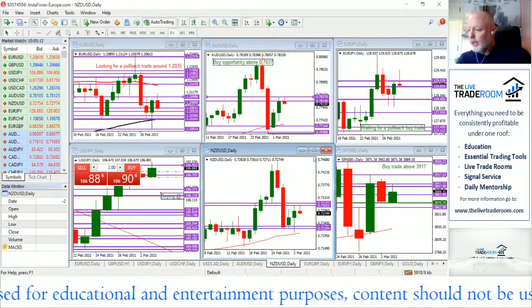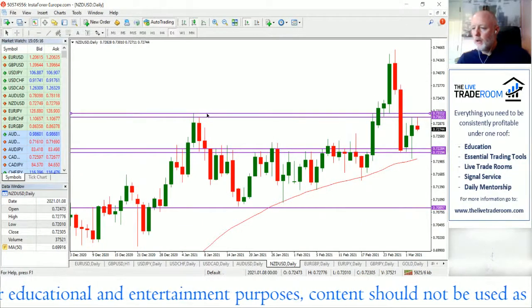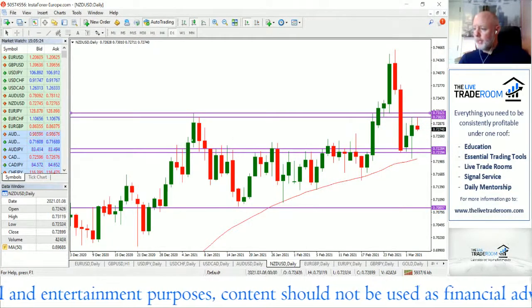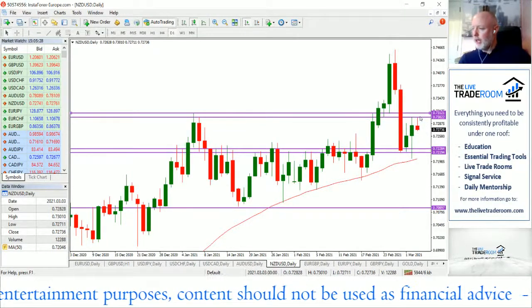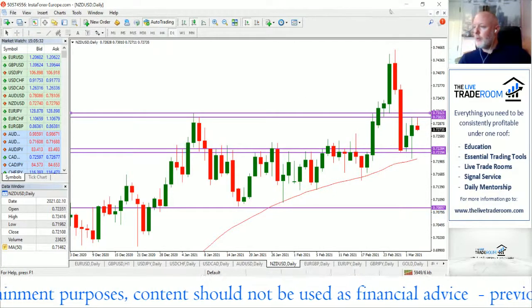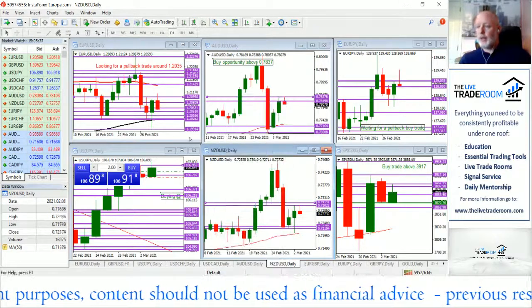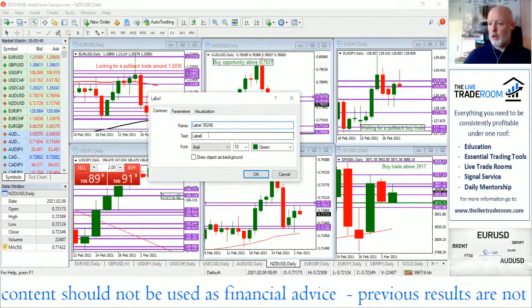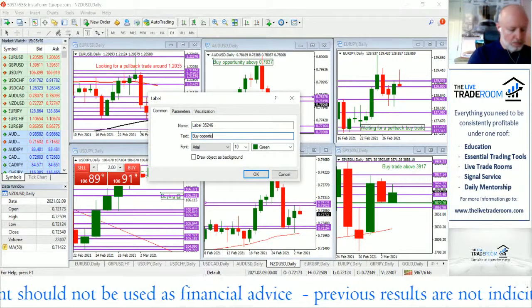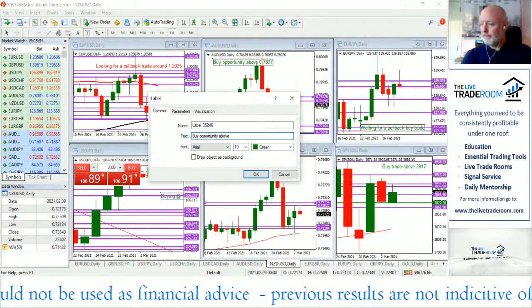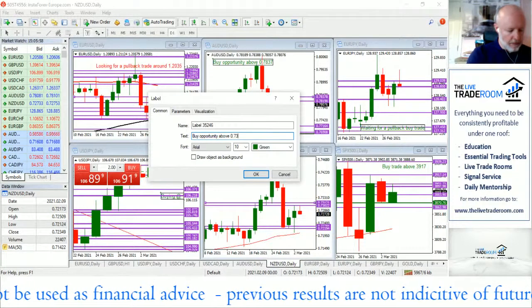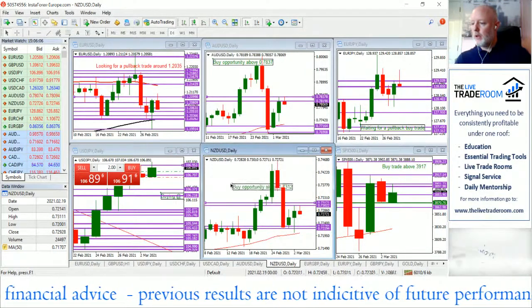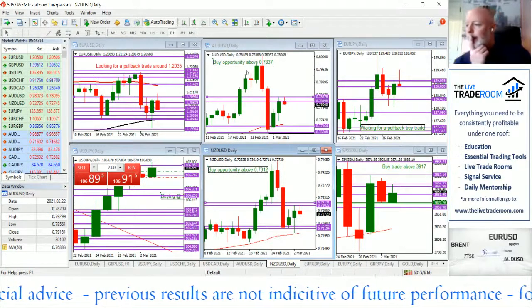Similar situation for the New Zealand dollar, except it would be above the 73.12 level, just above both the 1 day and the 2 day high, plus the momentum high as well, which is just marginally higher. So let me put this level in as well. Another buy opportunity above 73.12. Opportunity above 73.12. Buy opportunity in the Aussie dollar to the upside.